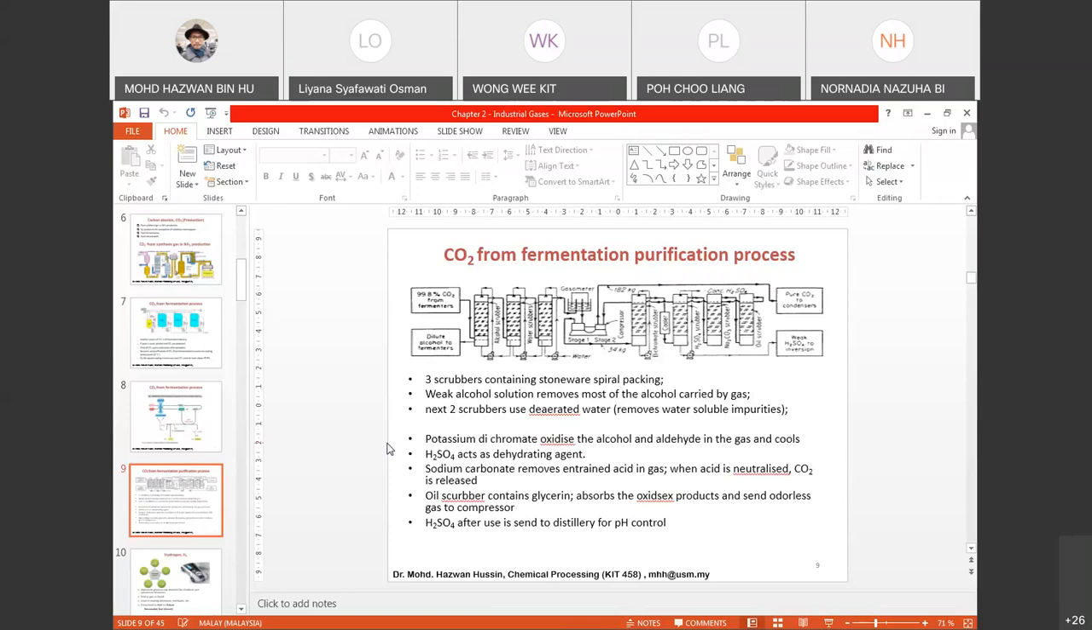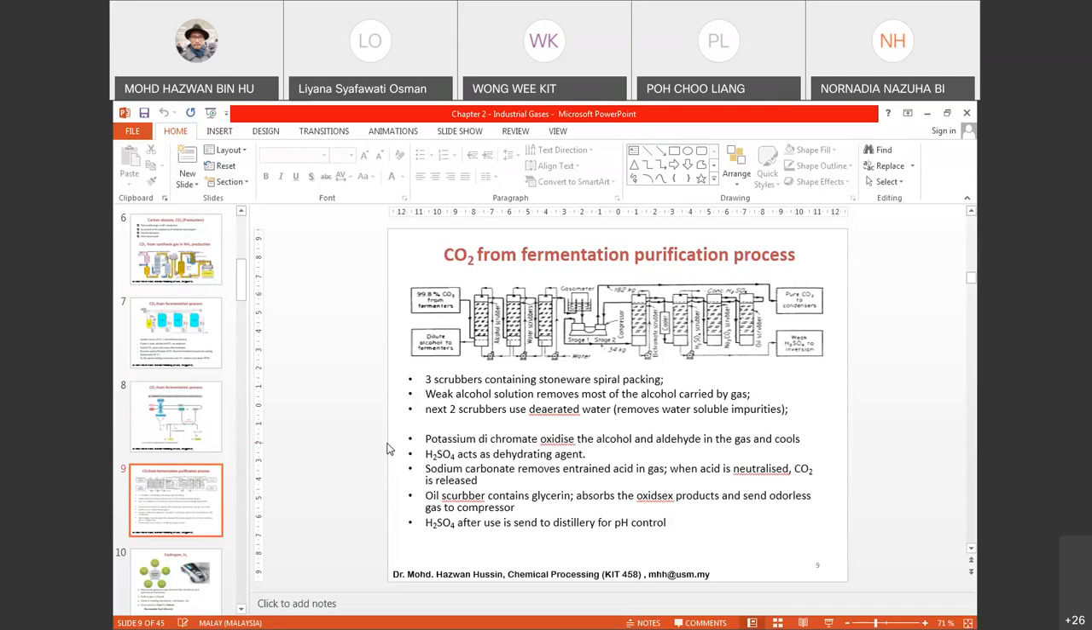The water scrubber removes the water soluble impurities. The water comes from the fermentation process because you have a carry over of water as a side product or byproduct, and later after that it goes into the gasometer because water can be hydrolyzed to produce hydrogen and oxygen. After the water scrubbers, the CO2 goes into the bichromate, or potassium dichromate, scrubbers. The function of the dichromate scrubbers is to oxidize the alcohol and aldehyde contained in the CO2. Next it goes into the cooler and the sulfuric acid scrubber.